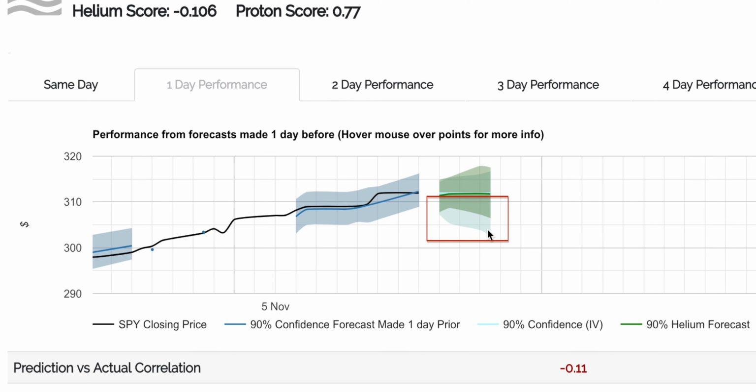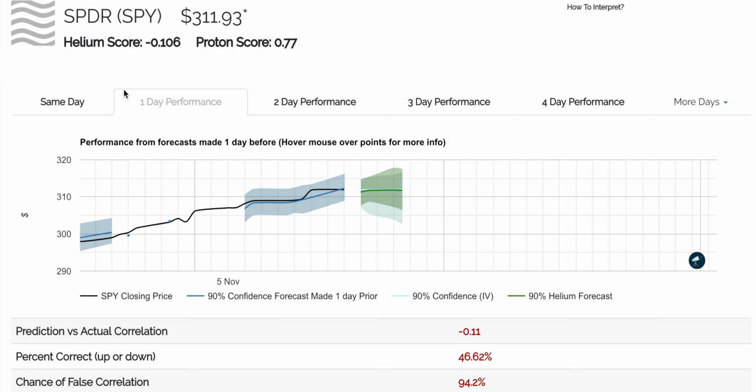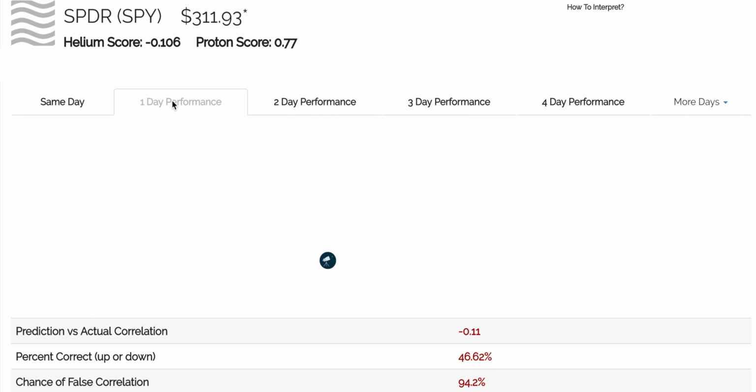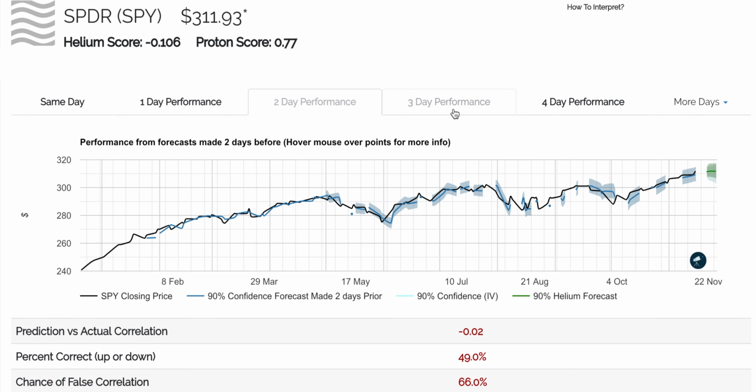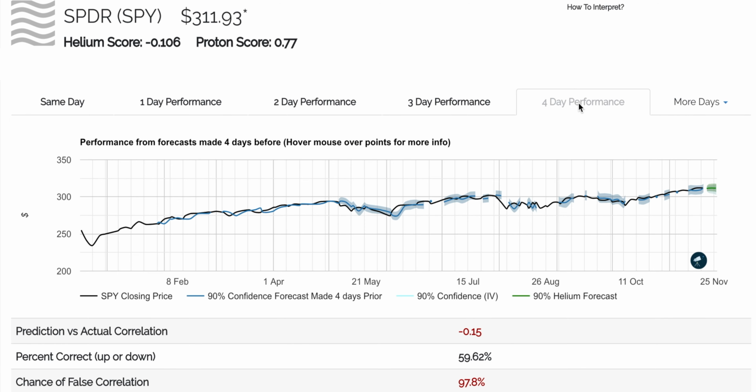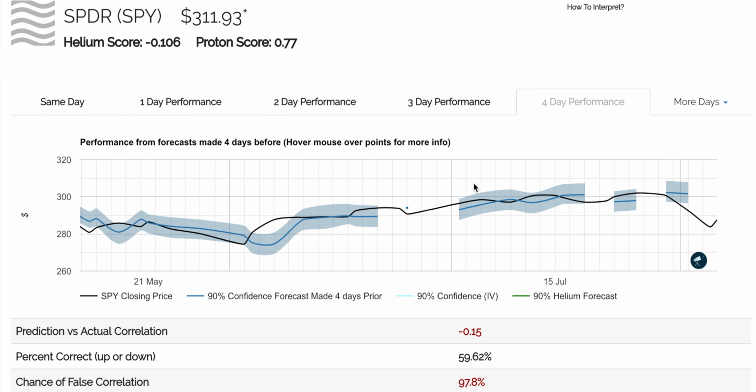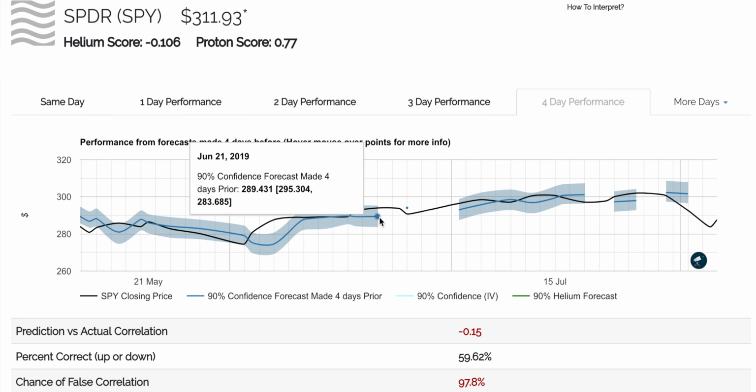But Helium's models are very transparent about their previous performance so that you can get a holistic interpretation of how accurate this model is. So if we go up top here and look at the different tabs here, you can see that this is the performance from different time frames. So you can see 2-day, 3-day, and 4-day. Just like before, if we zoom in here, we can see that the black line is the closing price, and the blue line is the 90% confidence interval forecast made 4 days prior.